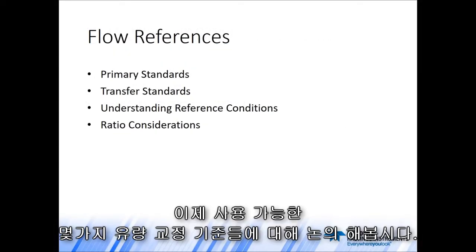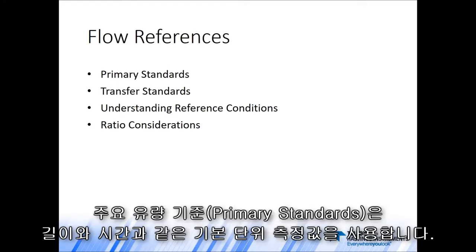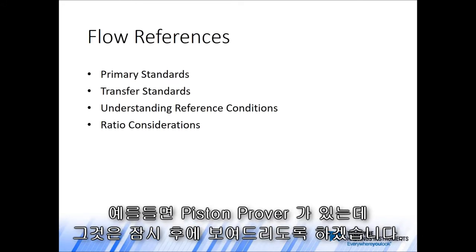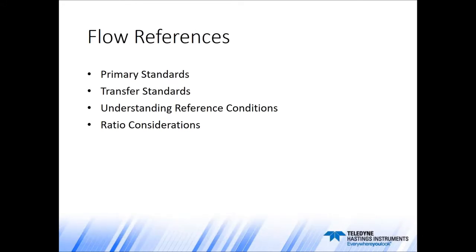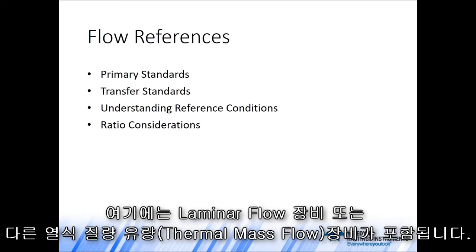Speaking of flow references, let's discuss some of the standards that are available. But before we begin that, let's talk about primary and transfer standards so you understand this terminology. A primary flow standard uses measurements of basic units like length and time. An example would be a piston prover, and I'll show that in a second. Whereas transfer standards are instruments that are calibrated against another device and then brought into your lab. These would include things like laminar flow devices and other thermal mass flow instruments.